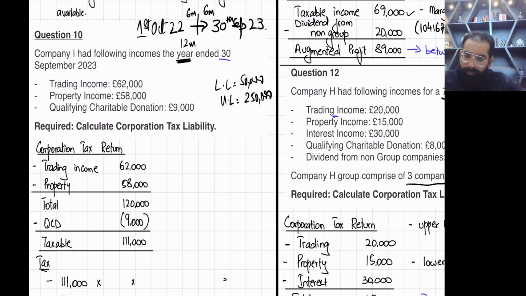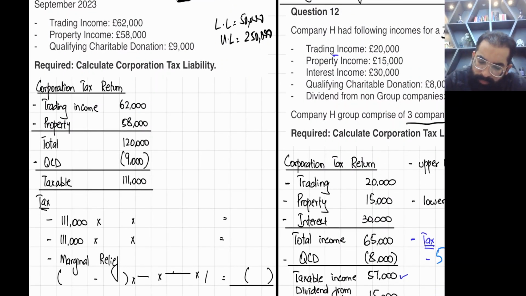Okay, so let's do it. First of all, your taxable income is 111,000 and for the previous 6 months before 1st April 23, you will do 6 upon 12, and the tax rate was only 19% at that time. So it will be 10545.